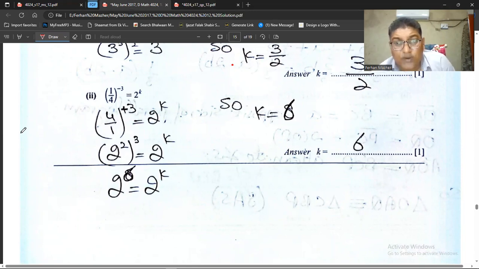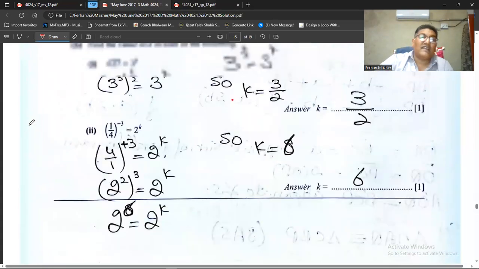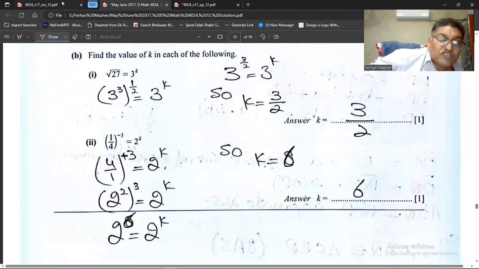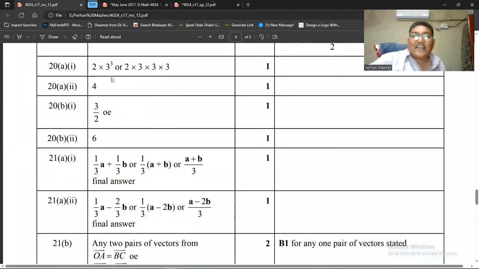4 can be 2 squared, and that thing is raised to power 3, and that equals 2 raised to power k. So the power of the power multiplies. So 2 raised to power 6 equals 2 raised to power k, because the bases are the same. So you can compare the powers. So k equals 6. That is the right answer, sir.